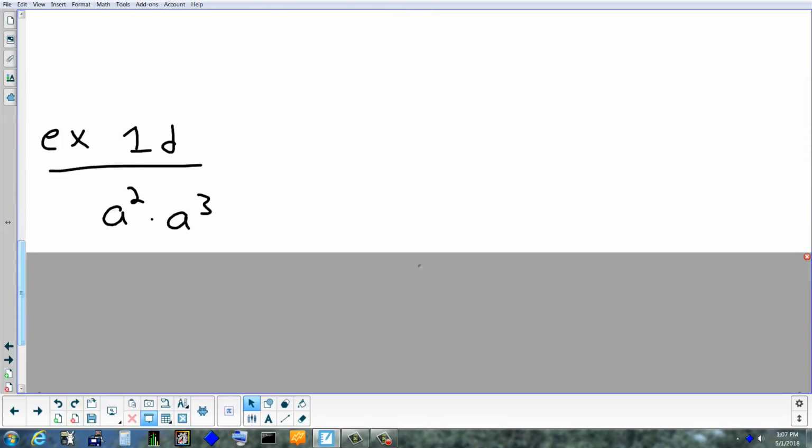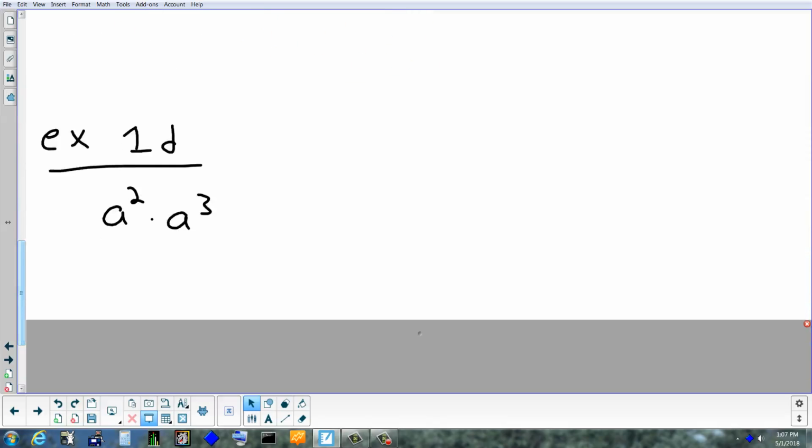All right. How about this one? A squared times A cubed. Keep the base the same. And then add the exponents.